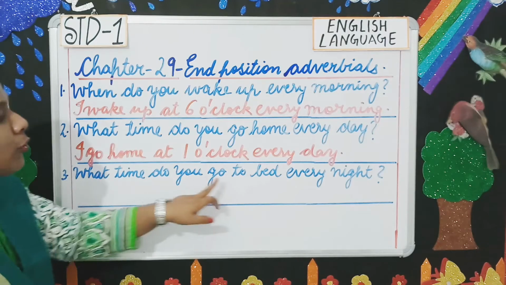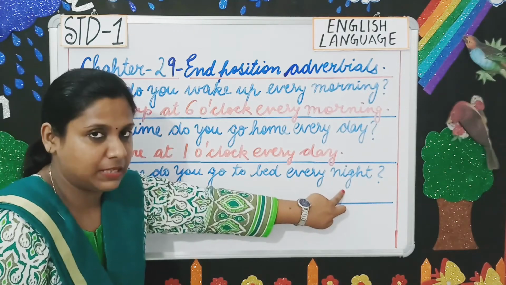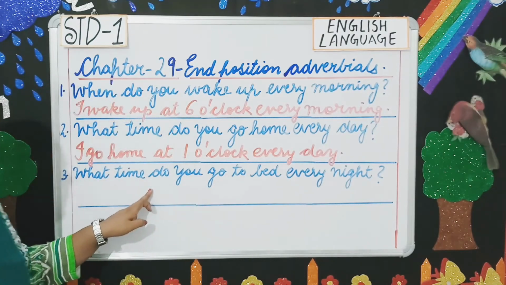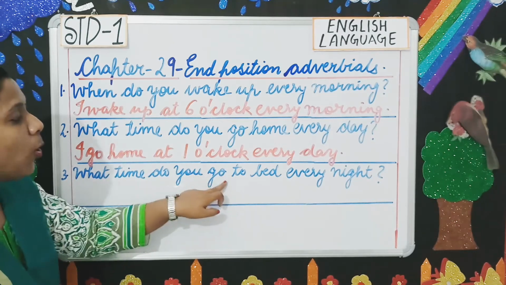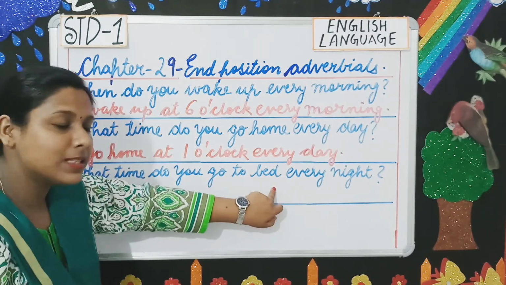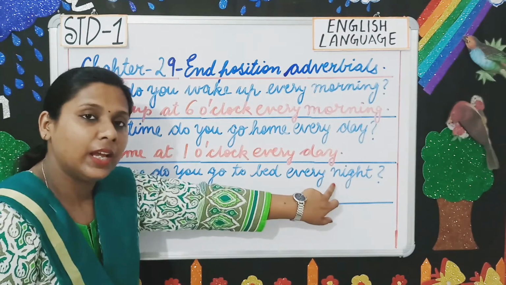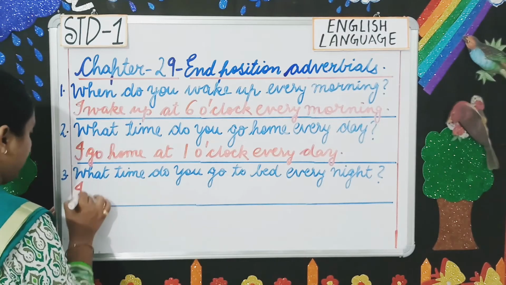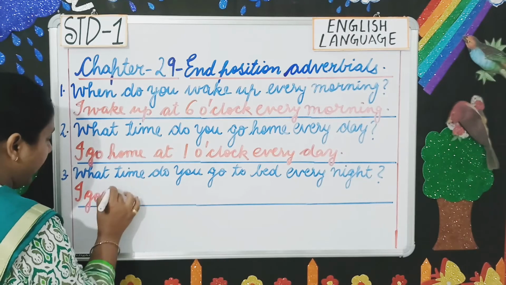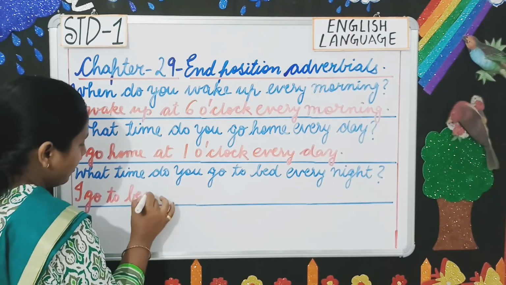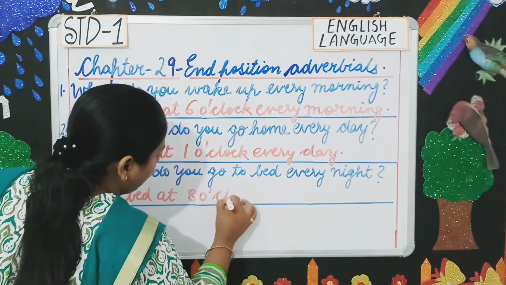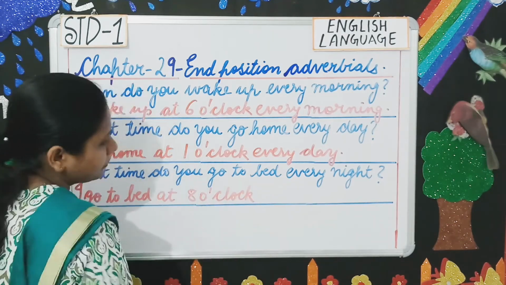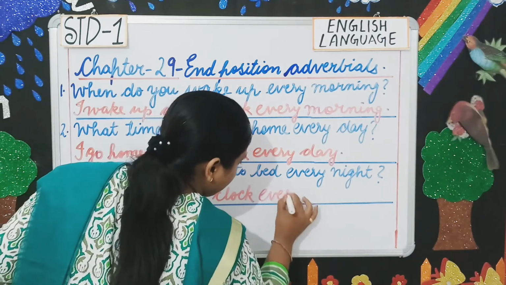What time do you go to bed every night? So you have to tell the time. So you will write, you becomes I again. I go to bed at 8 o'clock every night.